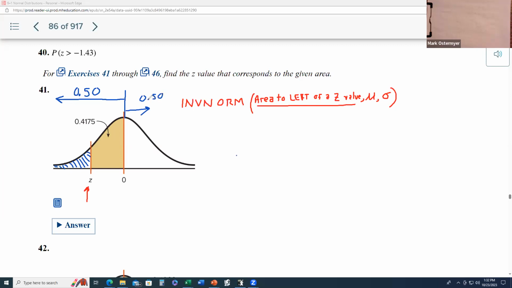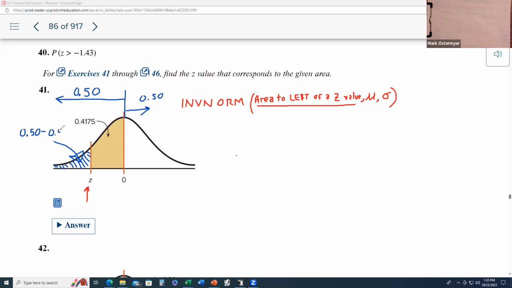All right. So I have a question for you. How can I find my blue shaded area here? It's real simple to do. How do I find this area, this blue shaded area here? All I got to do is what? Take the 0.50 and subtract off the 0.4175.